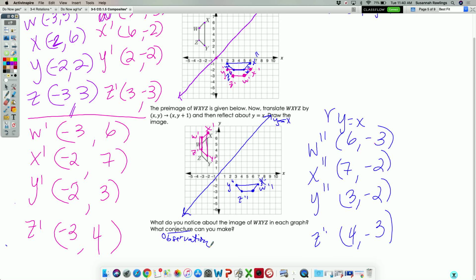So let's decide if that order mattered. Did we end up in the same spot? So let's pick one letter. Which letter do you guys want to pick? Y. Y is at 3, -2 on this image. Where is Y double prime here? 2, -1. Are those at the same spot? No, they're not. So what would we say our observation is? Does the order matter? Yes, it does. So the order of the transformations does matter.